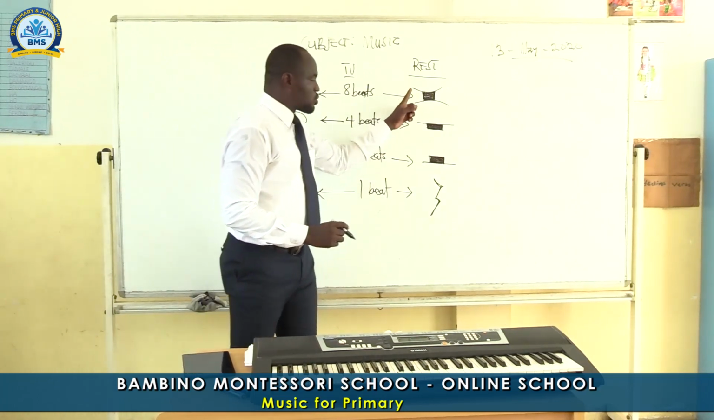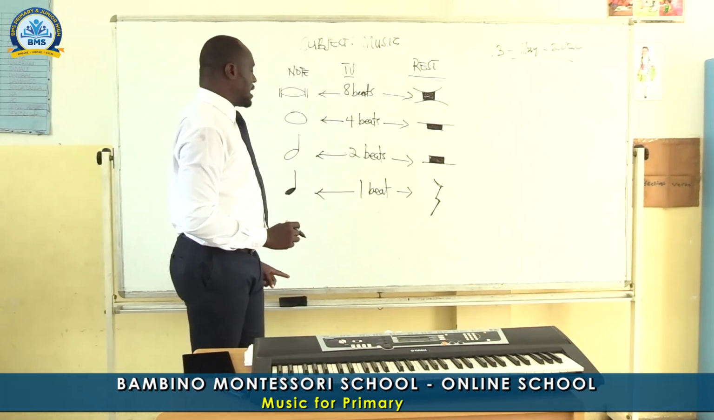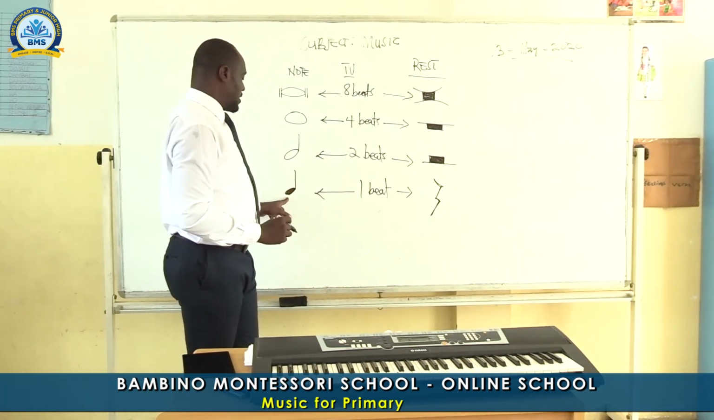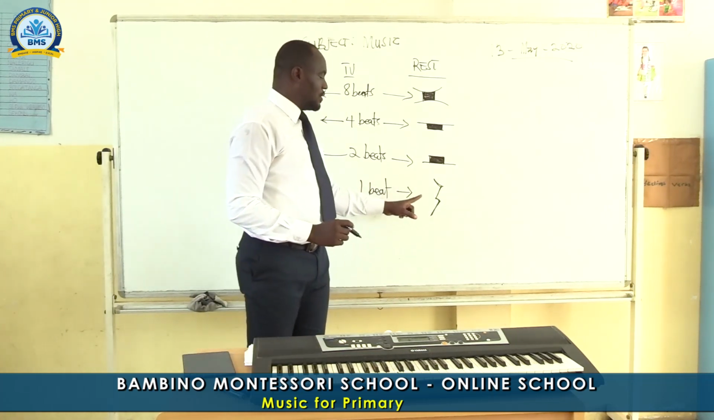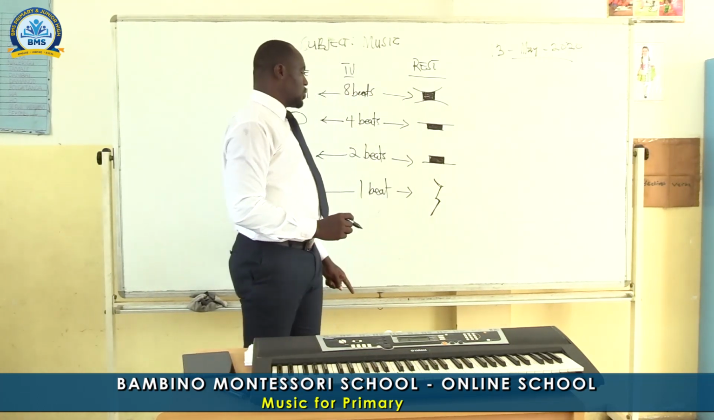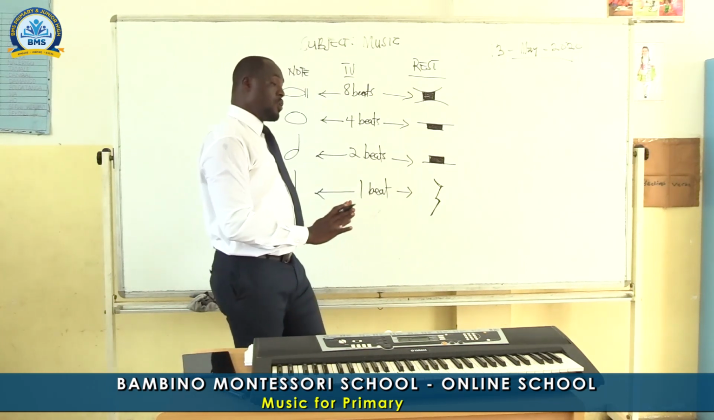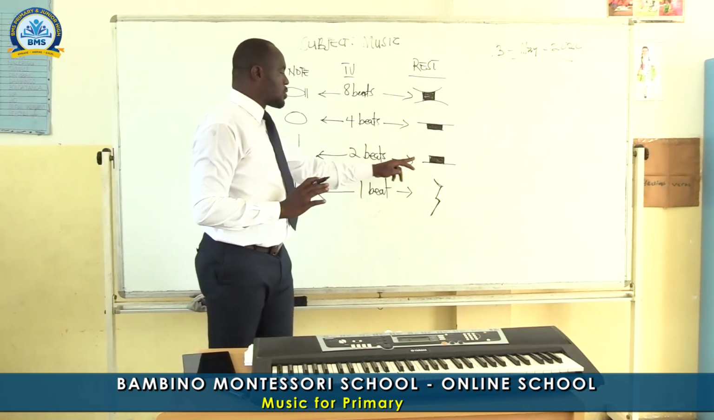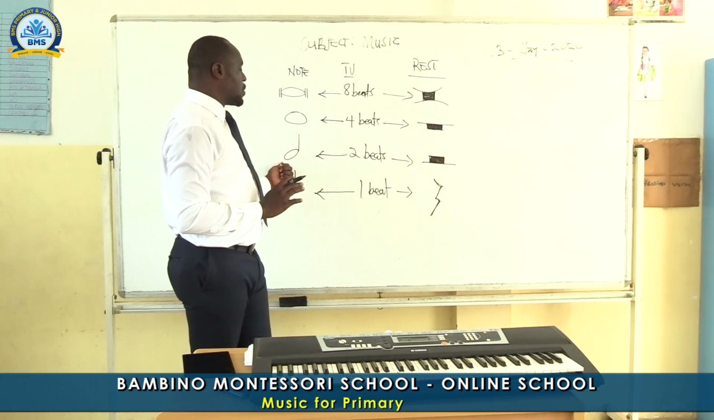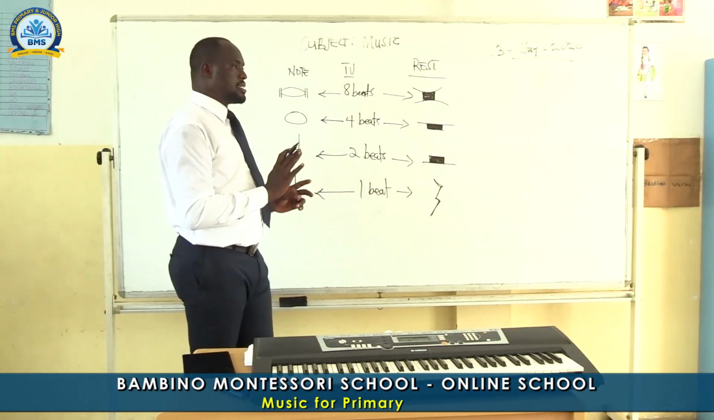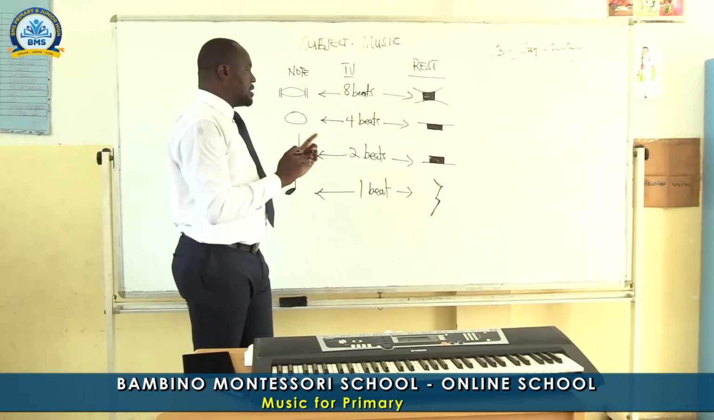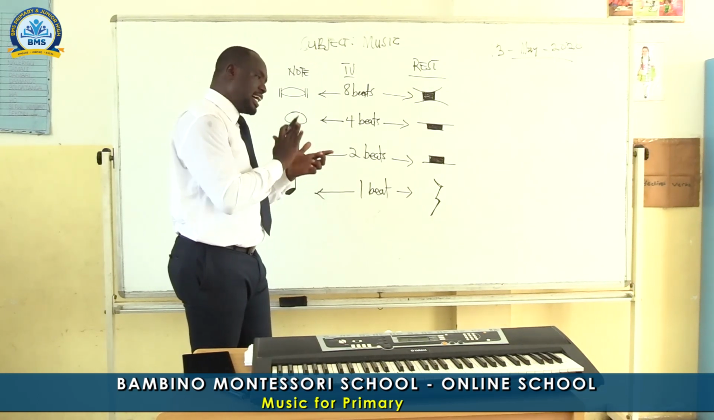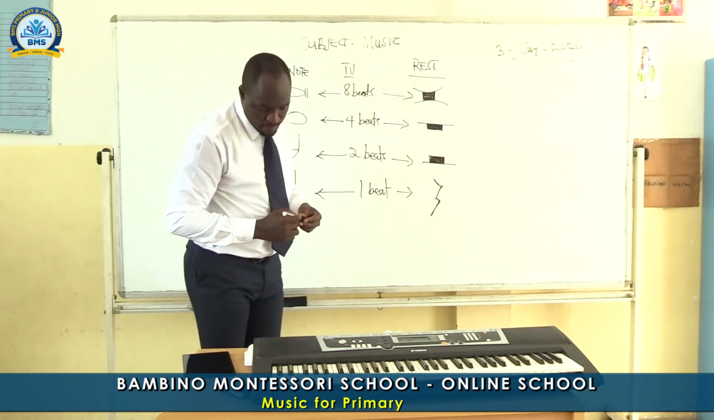And so when you see these rest signs, what it's telling me is that the same value for the note is the same value for the rest sign. So when you see this rest sign, it means you rest for 1 beat. When you see this rest sign for the half note, it means you rest for 2 beats. So if it's going 1, 2, it's telling you don't play anything for that same time duration.